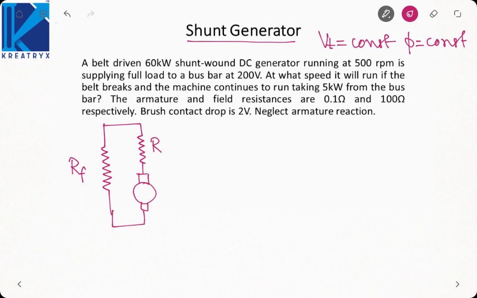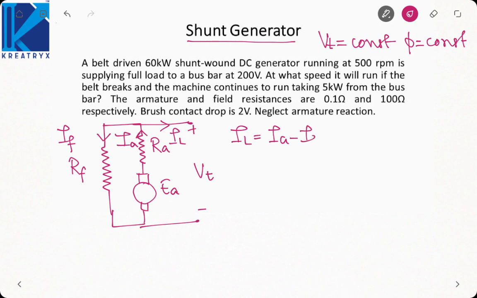Then we have armature resistance, induced EMF and terminal voltage. Here we have armature current IA, field current IF, load current IL. IL will be equal to IA minus IF. This KCL equation is actually quite important because this equation changes when we talk about generator and motor, so kindly keep this in mind.